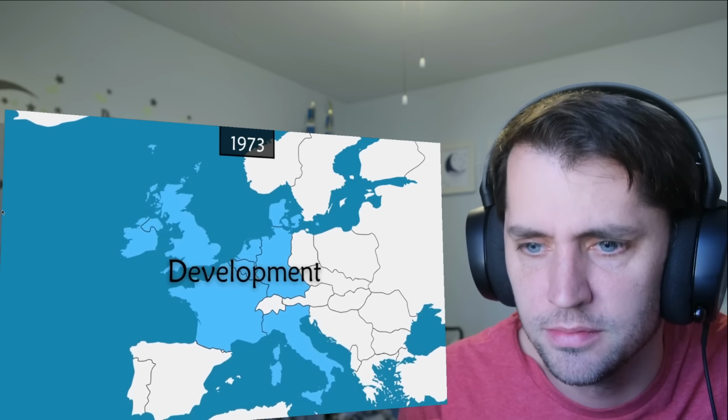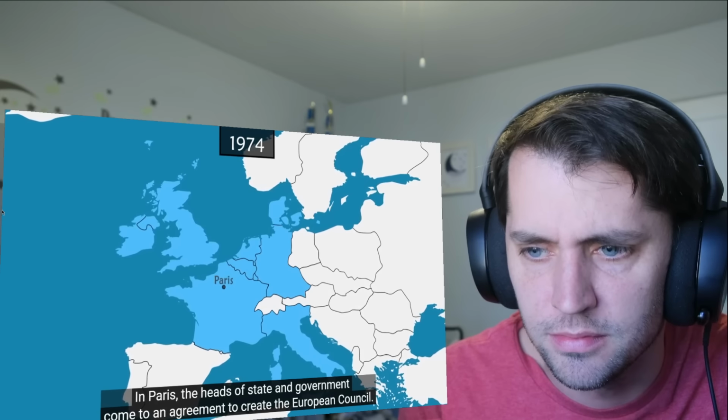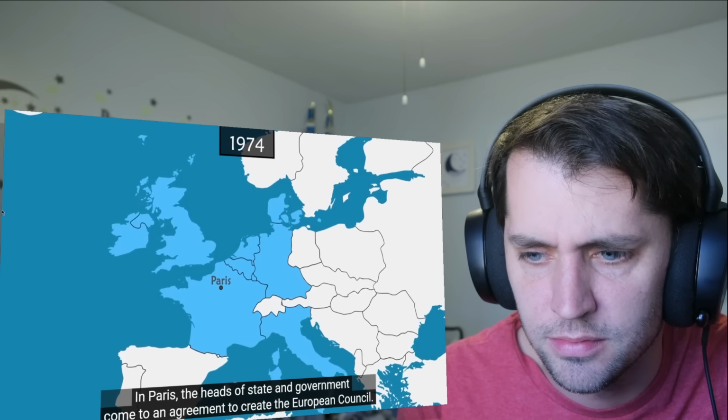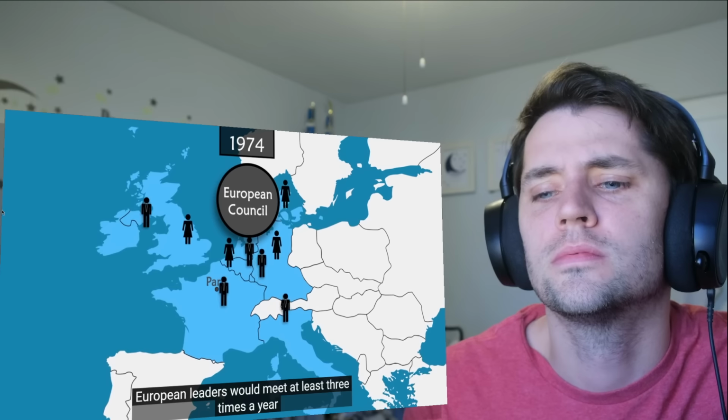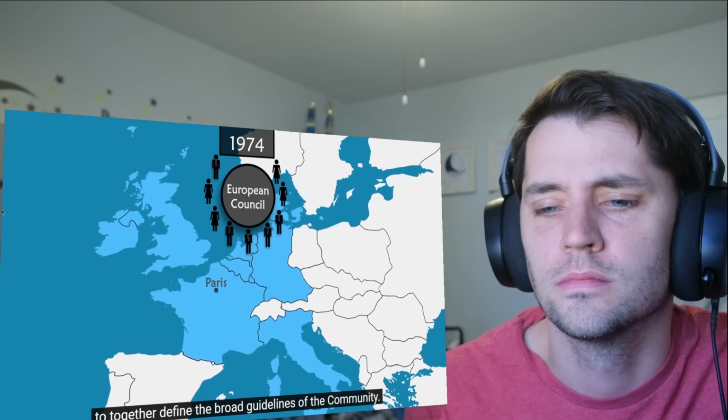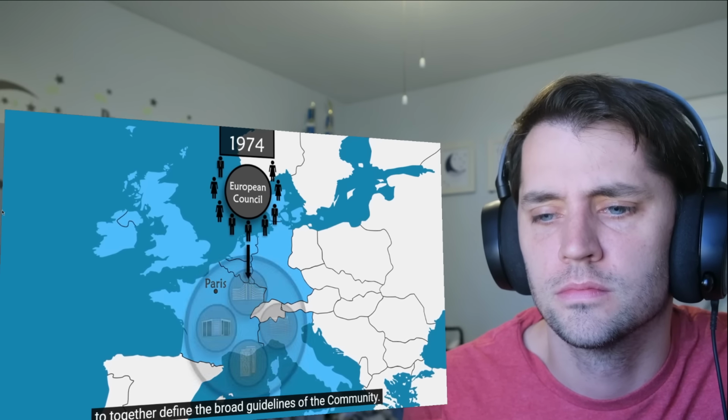In Paris, the heads of state and government come to an agreement to create the European Council. Leaders would meet at least 3 times a year to together define the broad guidelines of the community.